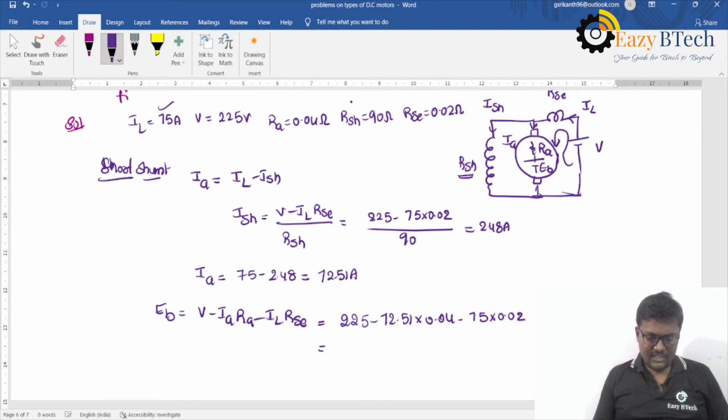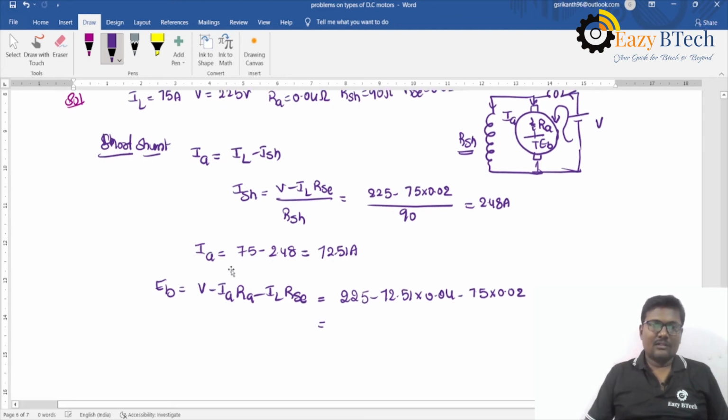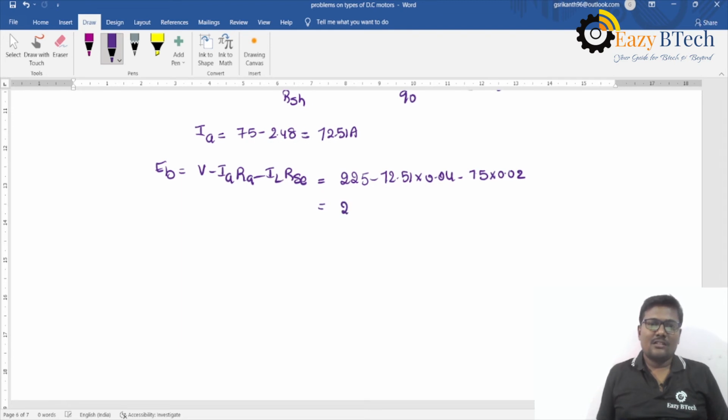So 225 minus 72.51 into 0.04 minus 75 into 0.02. Then the back EMF I got as the answer is 220.599 volts.